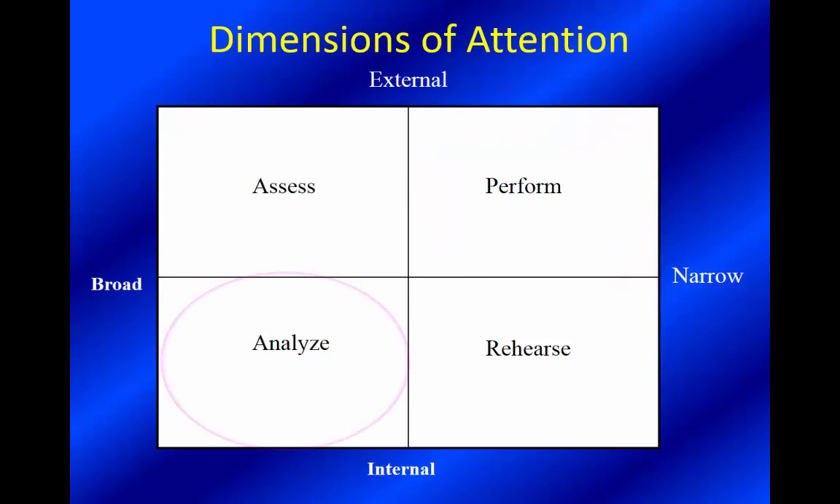Number 3, analyze. This is internal and broad attention. This assists the analysis or review of past information and decision making. For example, analyzing a point or evaluating a match strategy. And finally, number 4, rehearse. This is internal and narrow attention. This permits mental rehearsal, for example, using imagery to simulate a positive emotional state.